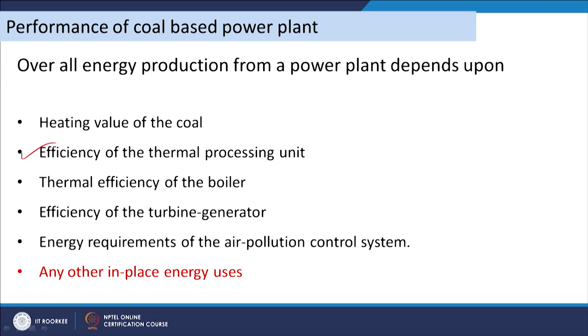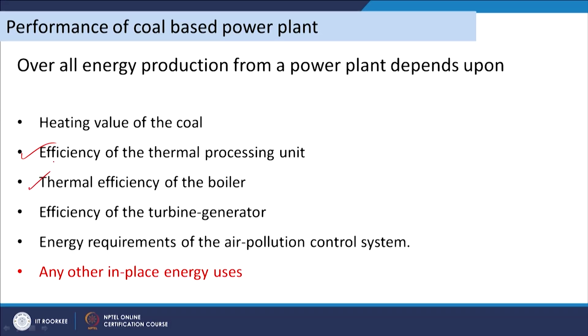So, that way the efficiency of the thermal processing unit will also influence the overall efficiency of the process, and then the thermal efficiency of the boiler, as I already discussed, and then the efficiency of the turbine and generator. So, in the boiler we are getting steam, and then that steam is used in the turbine and generator. All those units, turbines and generator, have their own limitations and efficiency, so that will also influence the overall efficiency.